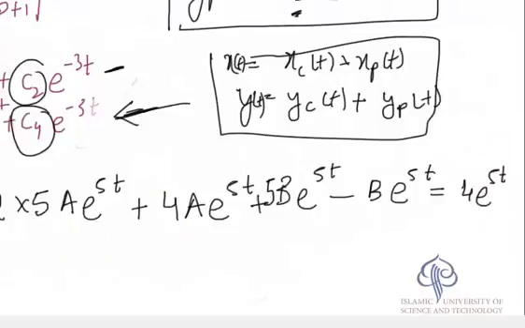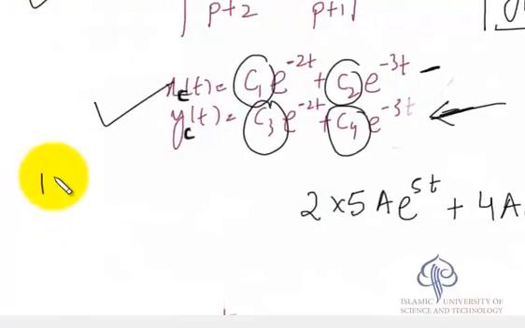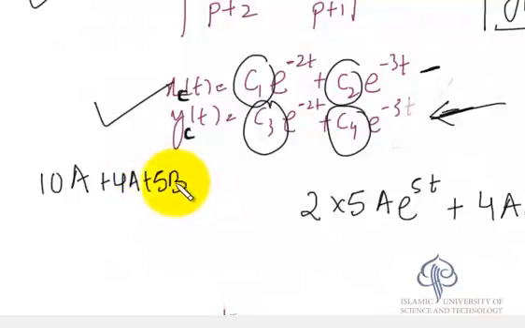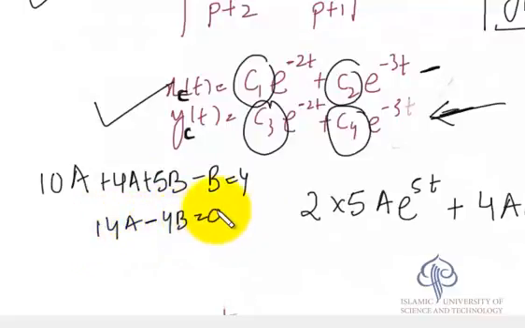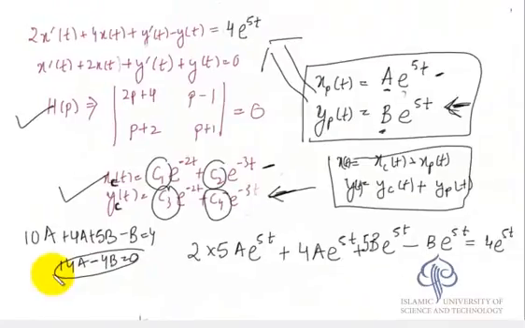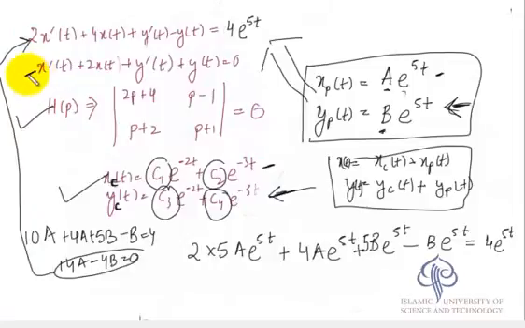So this gives me the first equation, which is 10a plus 4a plus 5b minus b is equal to 4, which is 14a minus 4b is equal to 4. So this is the first equation that I get when I substitute the particular integral here, and I'll also get a similar equation if I substitute the particular integral in here. So I get two equations for a and b.